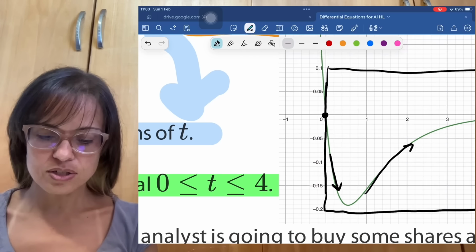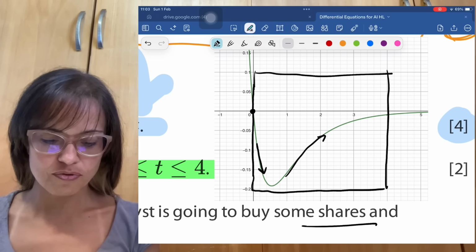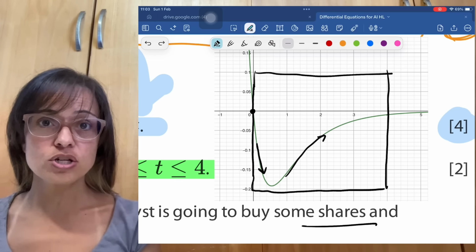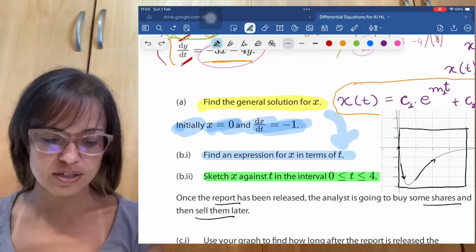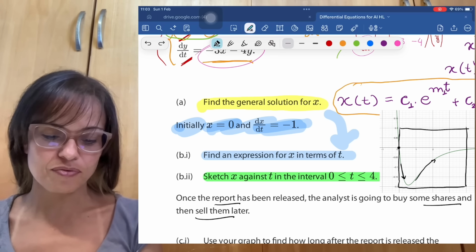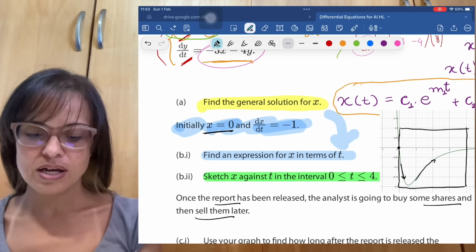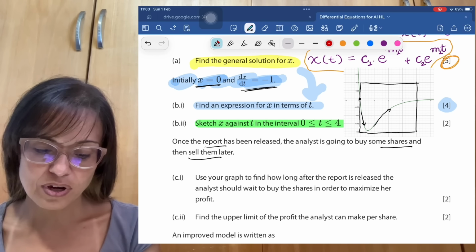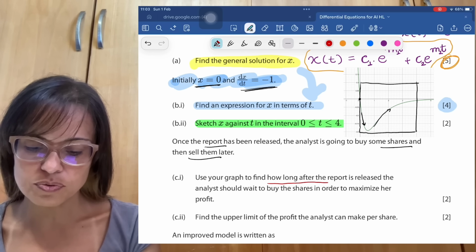And if you're finding it strange that the value of a stock is being negative numbers, I found that strange too, but I guess they just didn't care. That's what they gave us. It started at 0 and decreasing. So anyway, use your graph to find how long after the report is released.